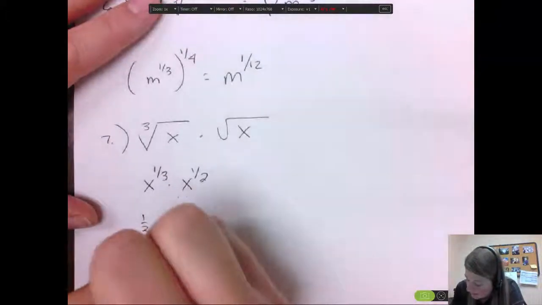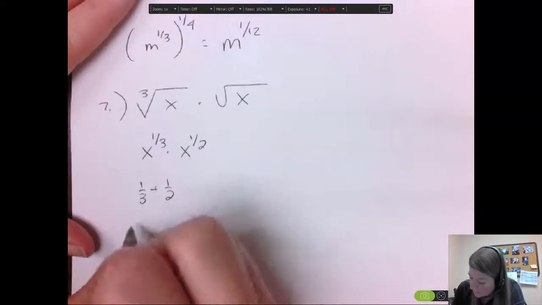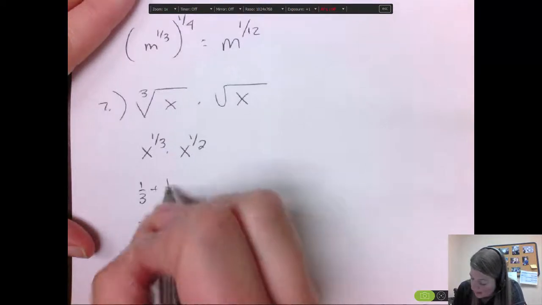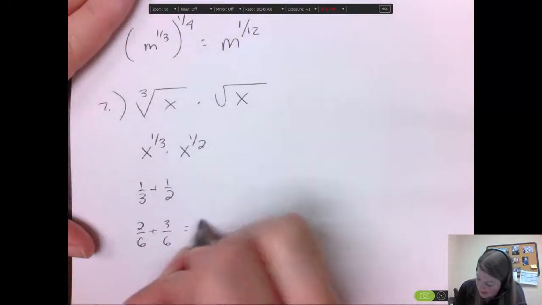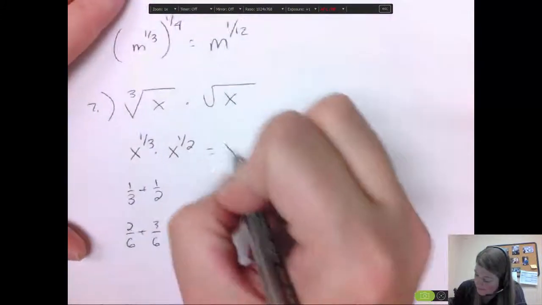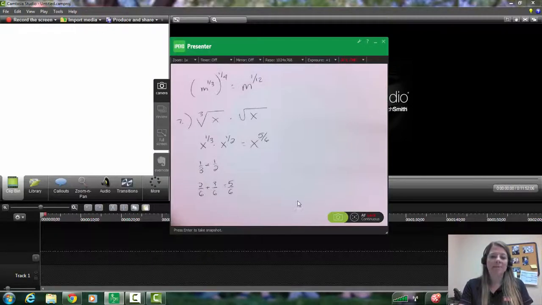So we look at 1/3 plus 1/2. Get your common denominator. I'd use 6, times this one by 2, 2/6, times this one by 3, and you get 3/6. 2 plus 3 is 5/6. So we can simplify this as x to the 5/6, and we're done. Let's see. Sometimes the directions will tell you to write with positive exponents and no radical. Sometimes they'll tell you to write with the radical. So you kind of have to be able to go back and forth. Right? And that's going to end my examples for this one.